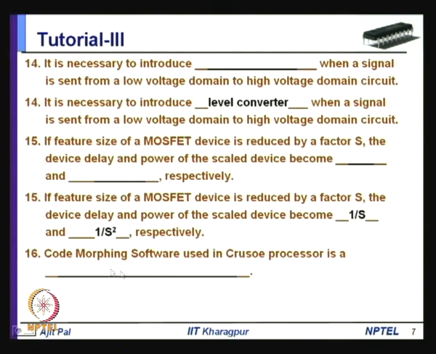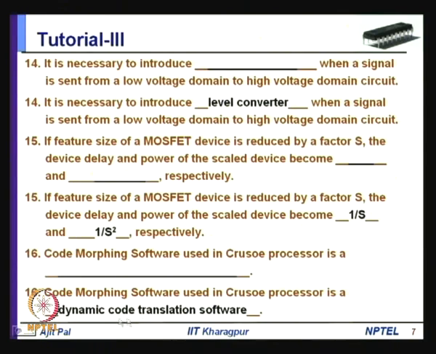Coming to question number 16, the code morphing software used in Crusoe processor is dash. Essentially, it is a dynamic code translation software. As you know, the code morphing software translates from one type of instruction of a processor to another type of instruction set.